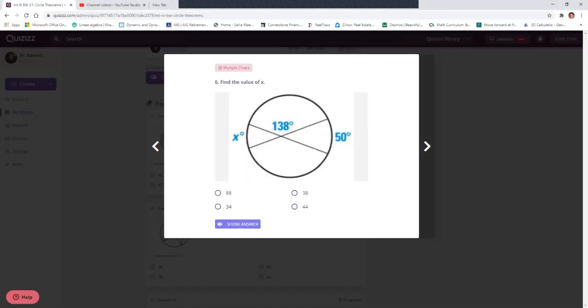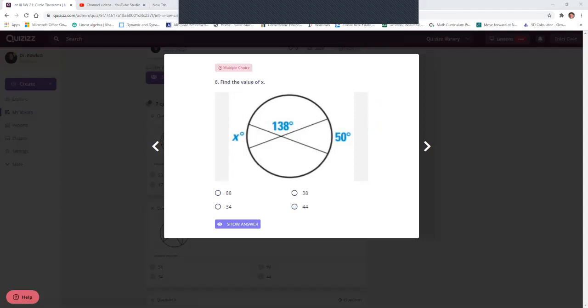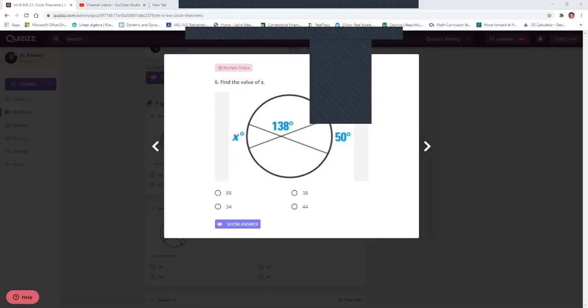Problem number 6. This time we have two chords intersecting, and they're asking us to figure out the measure of the angle on the outside there. And notice that these chords do not cross in the center of the circle. If they crossed in the center of the circle, then I could just say, well, 138 is the average of 50 and x. And so unfortunately I can't do that, right? Because we're off center here. So how do we solve it?